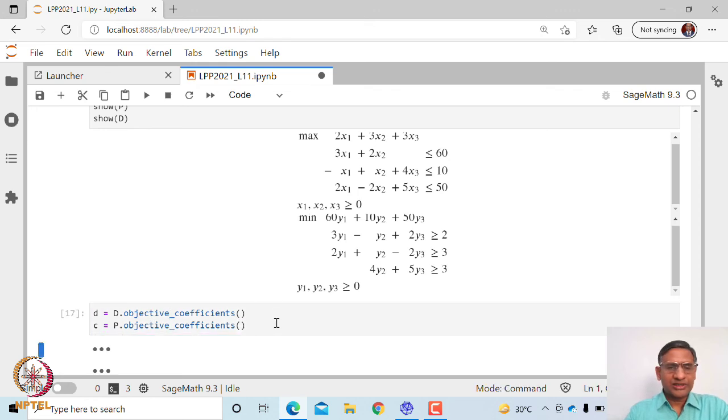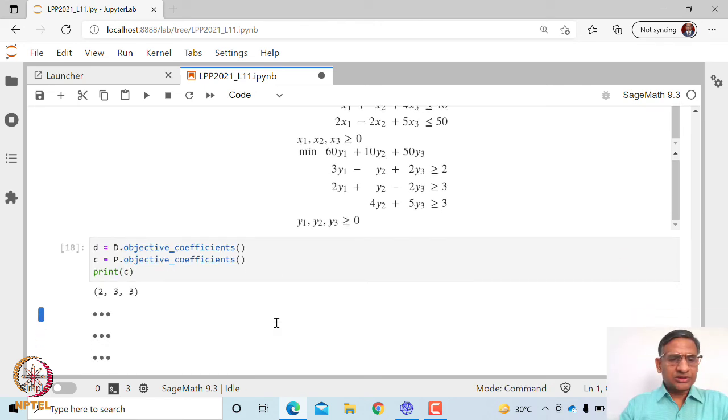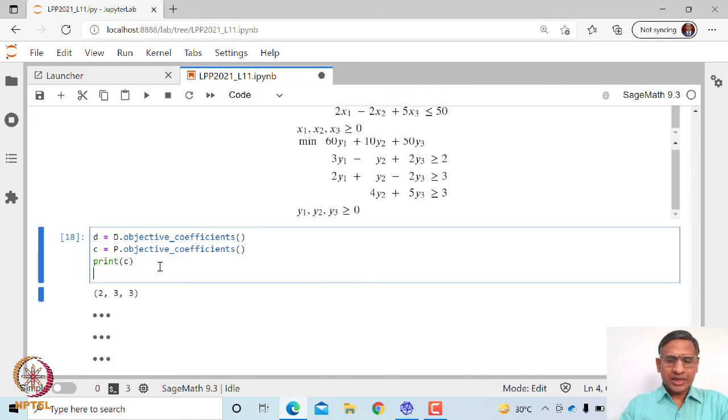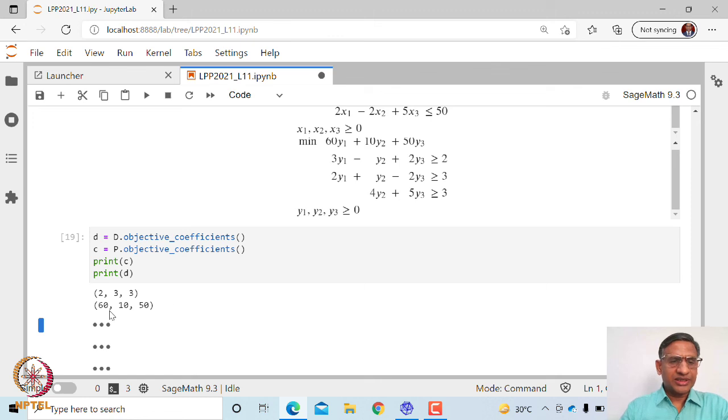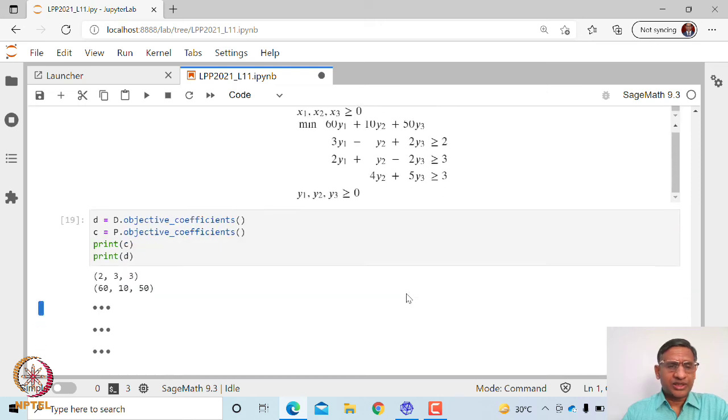So if you want, let us print what is C. The cost coefficients are 2, 3, and let us print what is D, that is 10, 60, 60, 10, 50, and that's what you have. The coefficient of the dual objective problem is 60, 10, and 50.